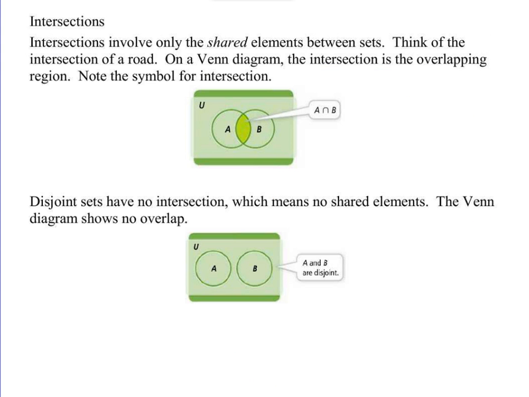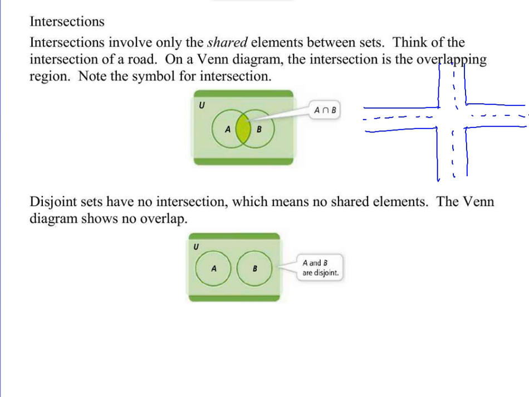So let's move on to intersections. Intersections involve only the shared elements between sets. Think of the intersection of a road. This is how I remember what an intersection is. I'm going to draw a little road diagram up here. It's going to be fantastic. And maybe some dotted lines. This is an intersection for a road. Agreed? Okay. The intersection is the shared part.